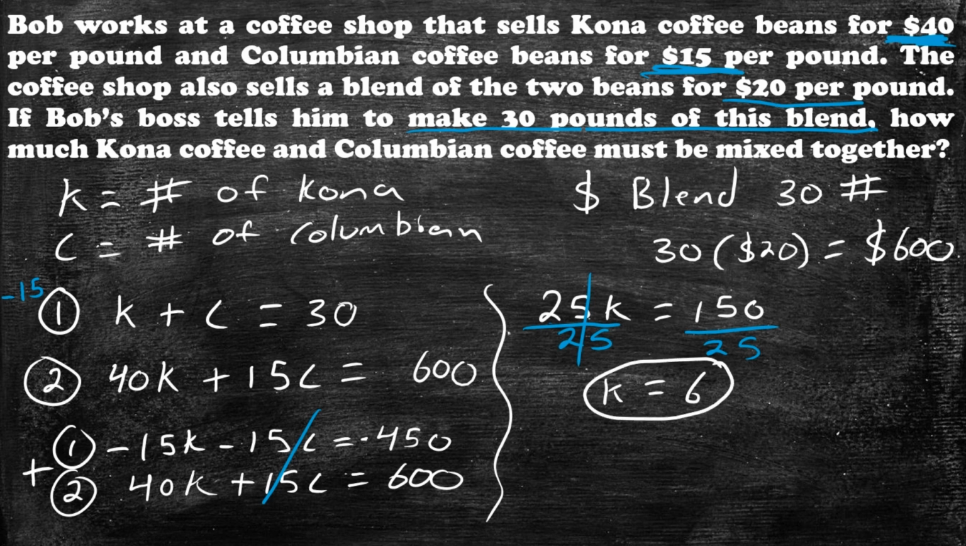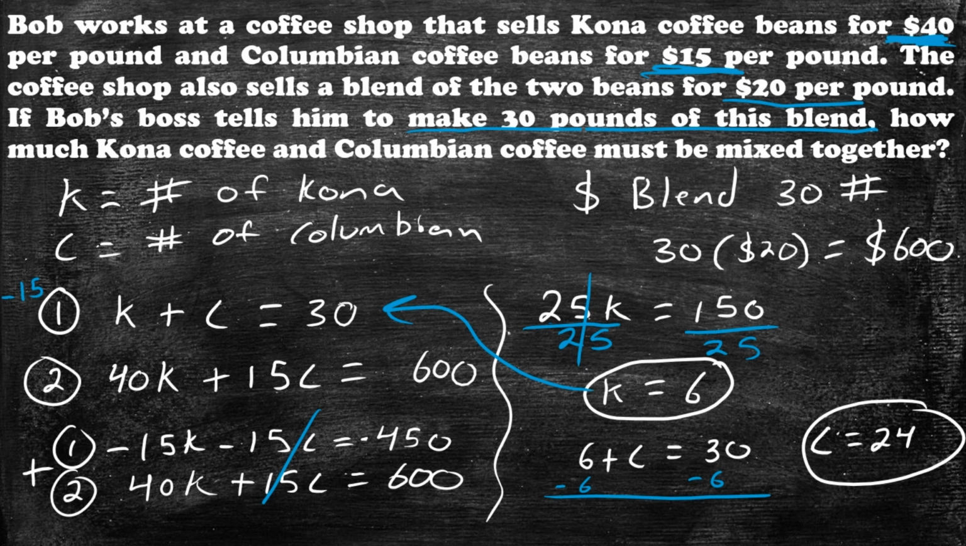Okay? And now we have our k. What we're going to do is plug that k into equation number 1 here to find our c value. So k is 6 plus c is equal to 30. Subtract 6 from both sides. And when you do that, you'll get c is equal to 24. And you have your k and your c values. Therefore, this example is complete.